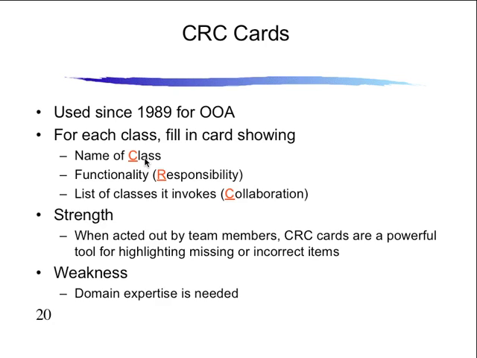So you pull out a card, and the card's got these 3 components on it. The name of the class, which is the identity. I call it identity, states, and behaviors, because that's more common these days.